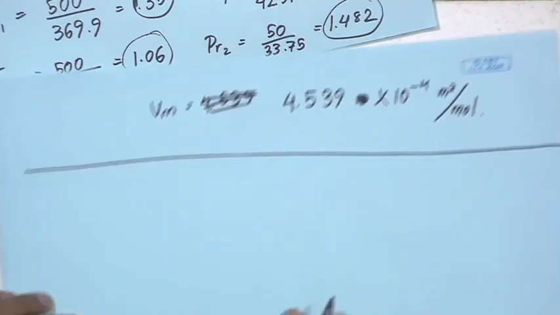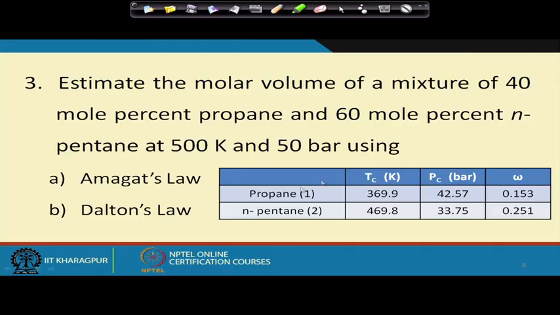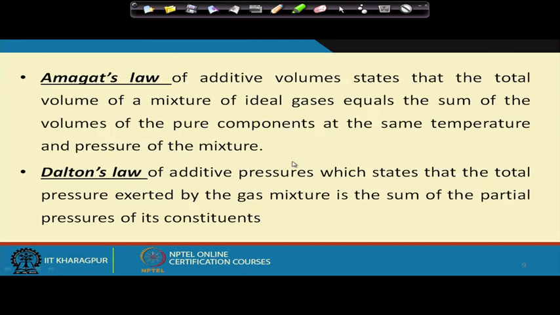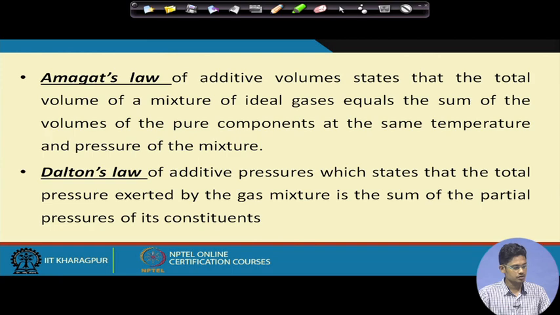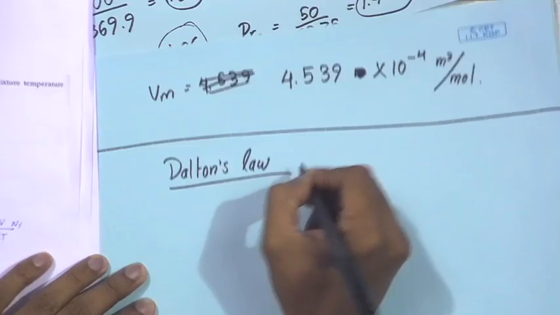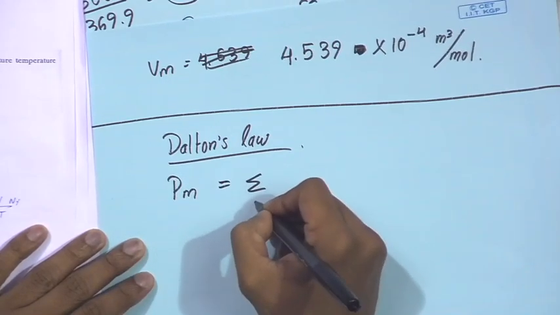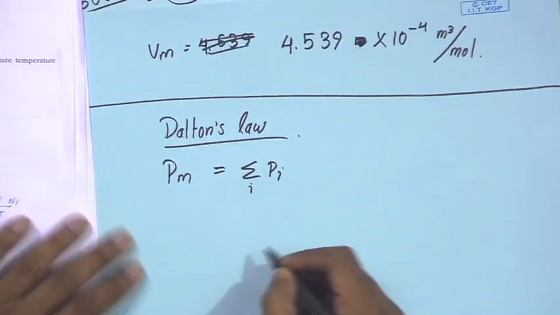Okay. Now we need to go to the second part of the problem, that is the estimation of the molar volume of the mixture using Dalton's law. So Dalton's law of additive pressures states that the total pressure exerted by the gas mixture is the sum of the partial pressures of its constituents. What are we doing here? The total pressure exerted by the gas mixture is the summation of the partial pressures, Pi.